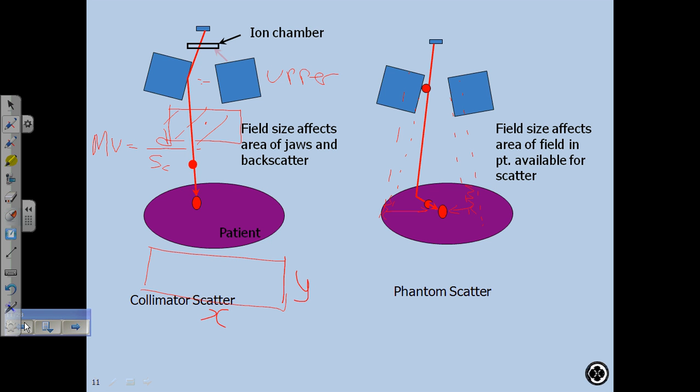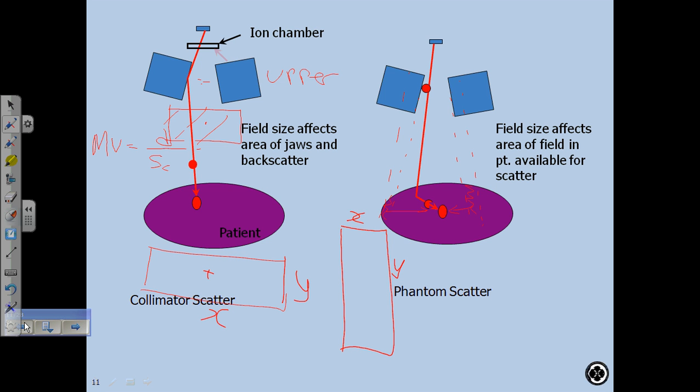Okay, you're gonna measure for 100 monitors, and you put a chamber in the center of the field. You're gonna measure a certain charge collected, and then for the same field size, you close X down and you open Y. You're gonna get a different charge collected because of the backscattering, which the chamber is different.